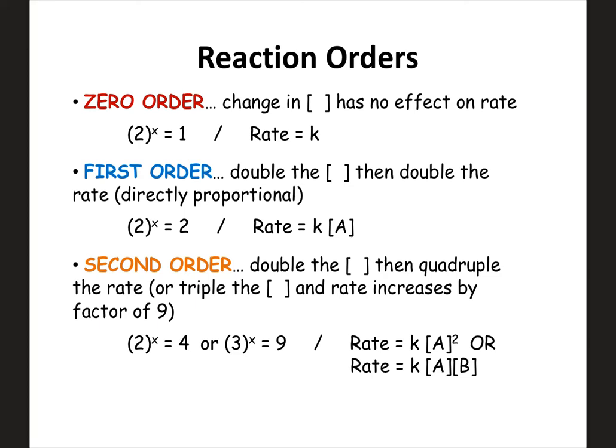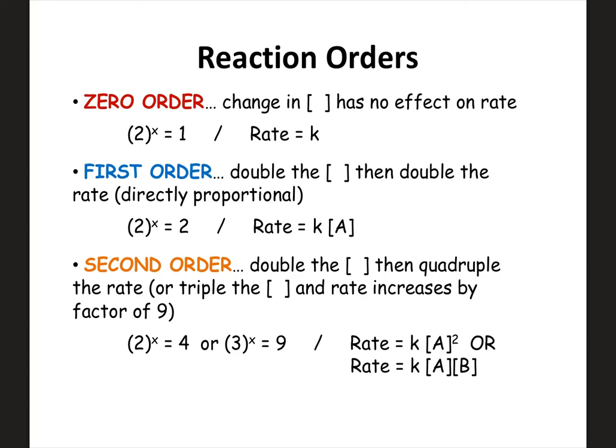If something is first order, when you double the concentration, then you double the rate. All right, so that would be exactly proportional here. So if we doubled the concentration, the rate doubled as well. So when you solve for your exponent, it would be 1 or first order. If you had just one reactant, it'd be rate equals K times the concentration of A.